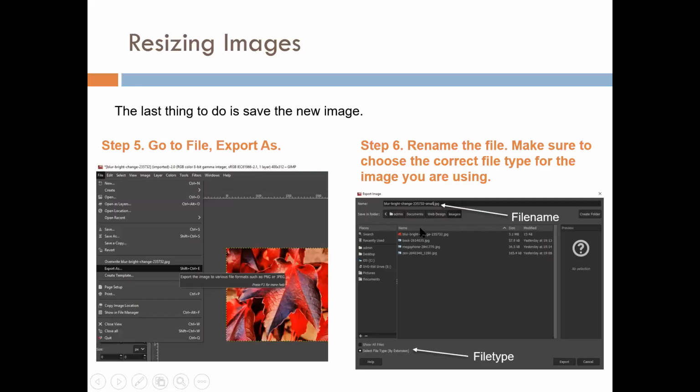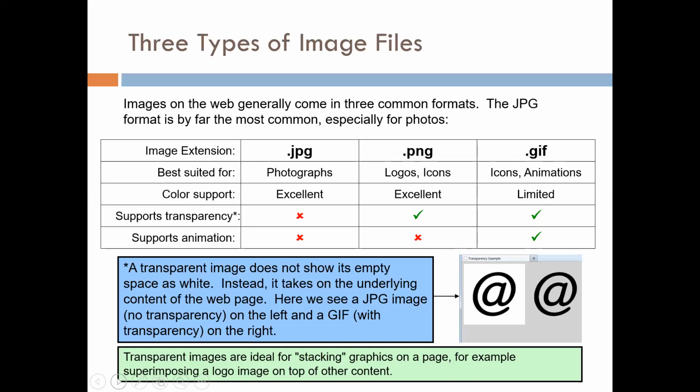Okay, so we've renamed that file. We can go ahead and go on. Just a reminder on the three different types of image files. So JPEG, that was a JPEG that we were just using. That's suited for photographs. Excellent color support, does not support transparency or animation though.